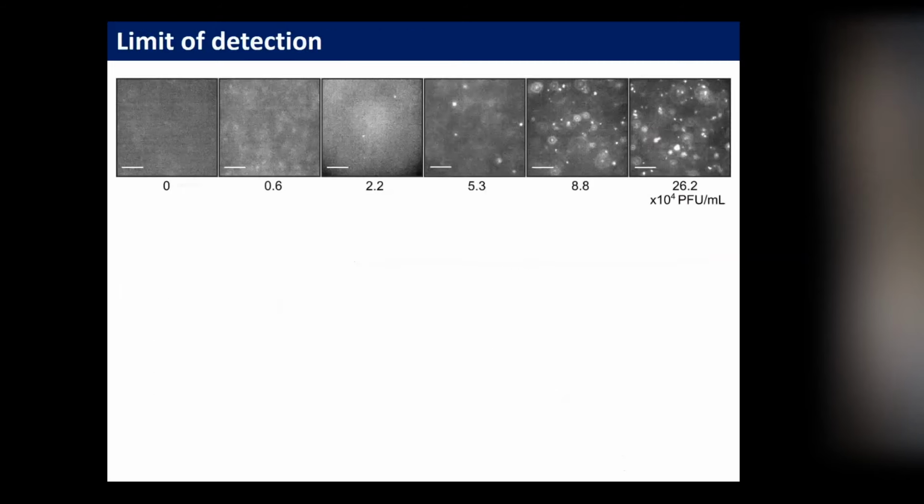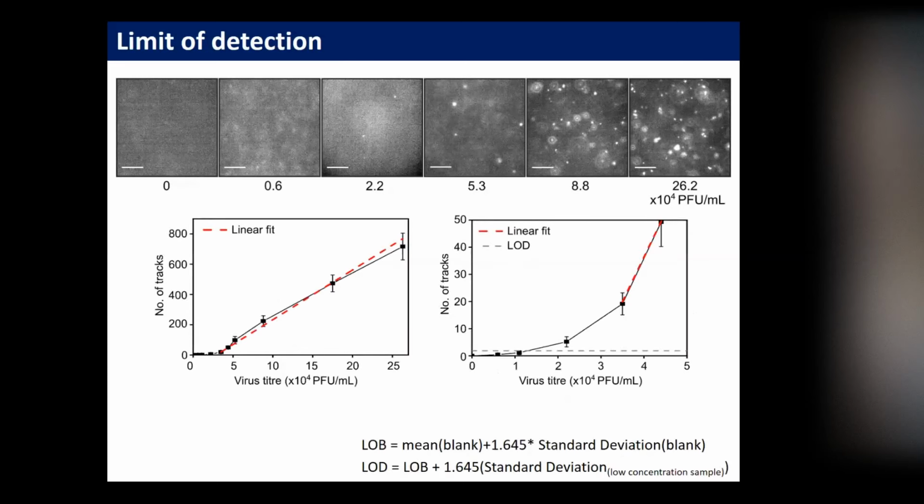To investigate our limit of detection, we looked at increasing concentrations of virus, and what we saw is that when you leave out the virus, you get absolutely zero tracks. This gives us what's called our limit of blank, and this can then be used to calculate the limit of detection, which is basically the smallest number of particles that you can reliably detect above background. For this, we get a limit of detection of around 10 to the 4 particles per mil, at least in our tracking assay.